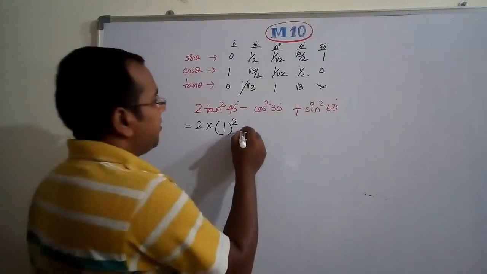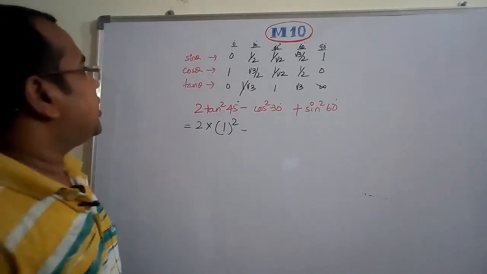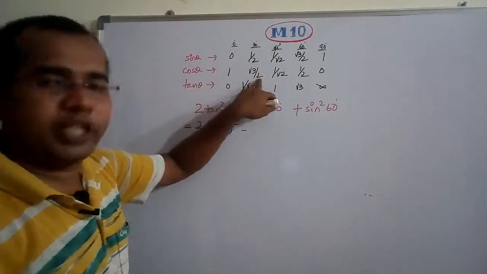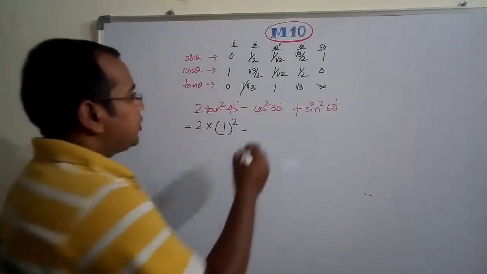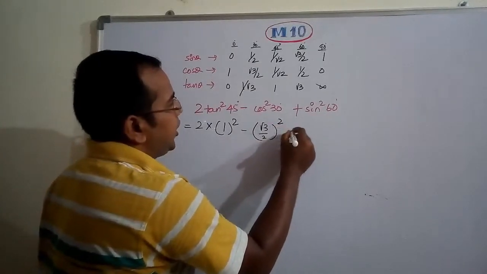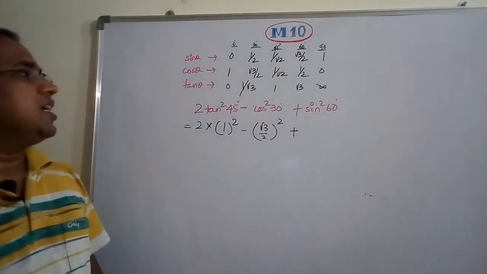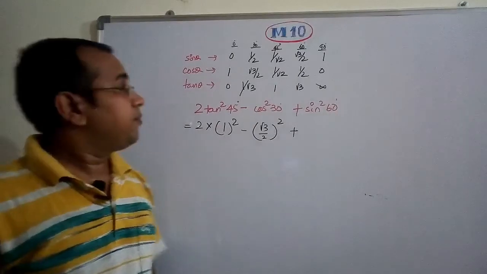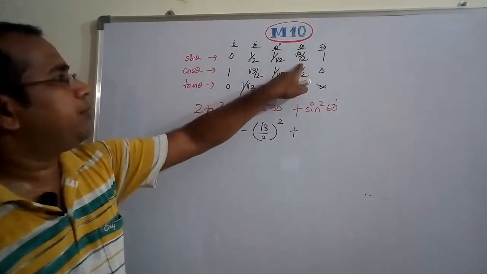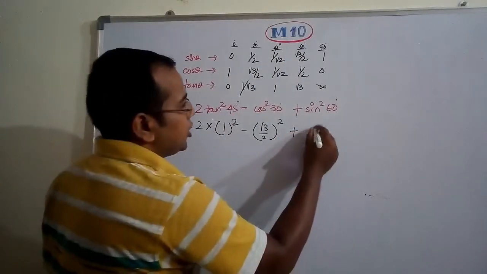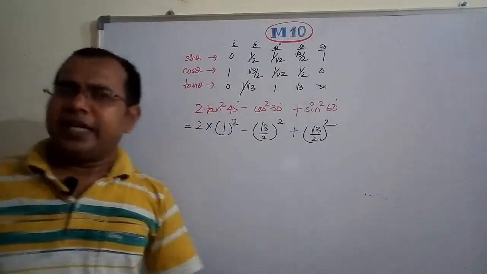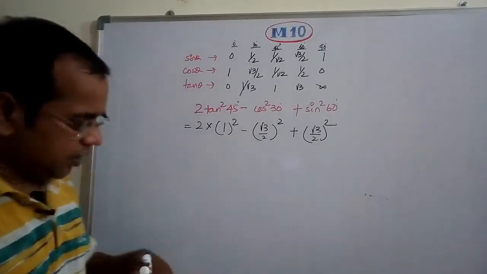Okay. Minus cos square 30. Now see here, cos 30 is nothing but root 3 by 2. So cos square 30 will be root 3 by 2 whole square, plus sine square 60. Now see here, sine 60 is root 3 by 2. So what will you get here? Root 3 by 2 whole square. Okay, you have just put the values here. Now see what will you get.